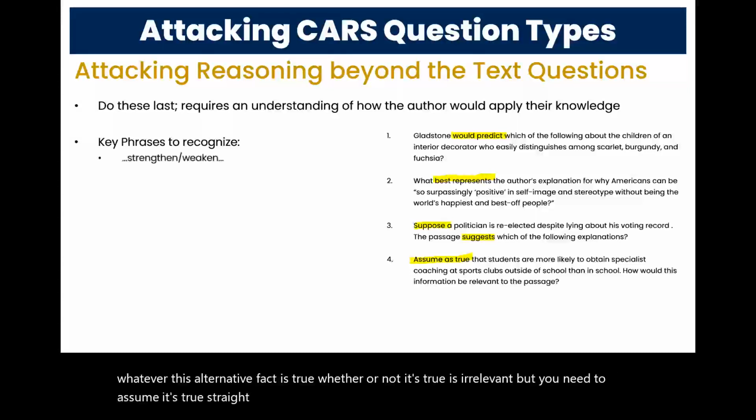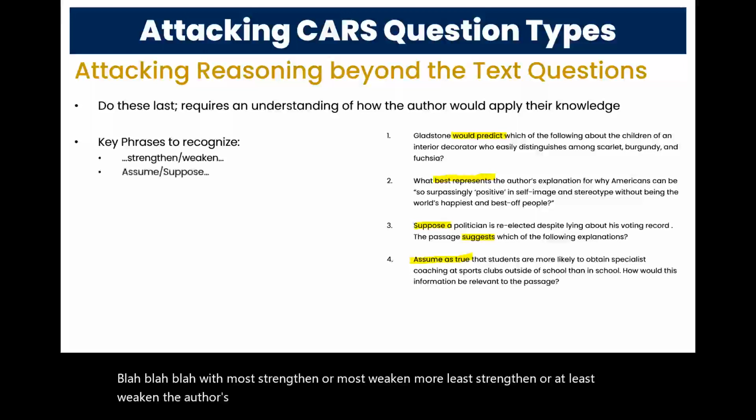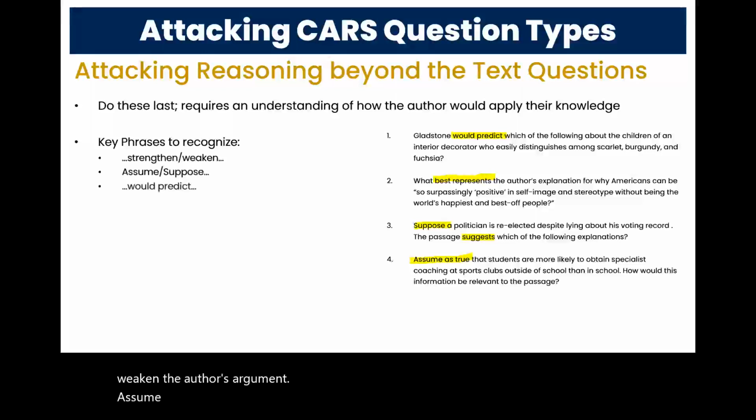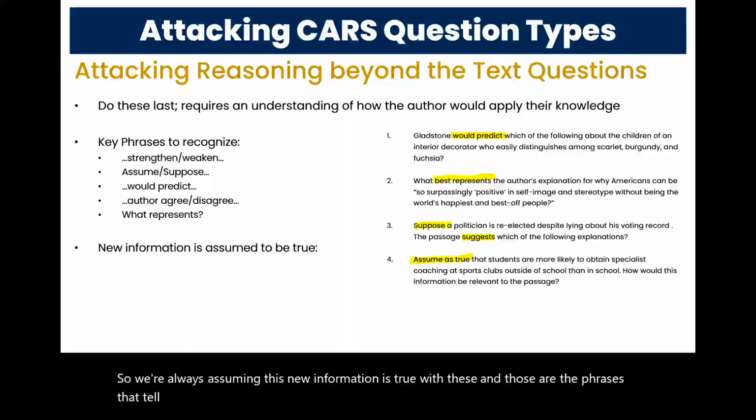So some other phrases: strengthen, weaken. Blah, blah, blah with most strengthen, or most weaken, or least strengthen, or least weaken the author's argument. Assume or suppose. Would predict. Author would agree or disagree. What represents. So we're always assuming this new information is true with these, and those are the phrases that tell us to do that. Now, a word about strengthen, weaken questions for a second.